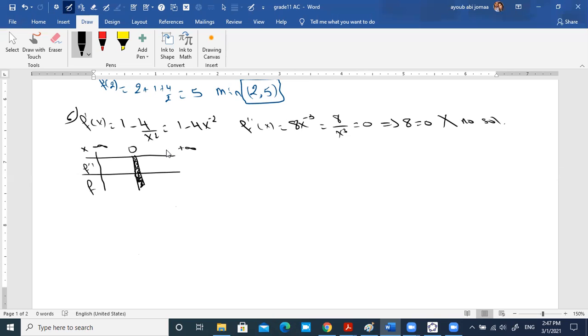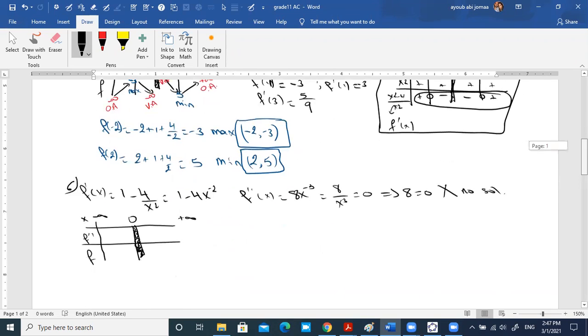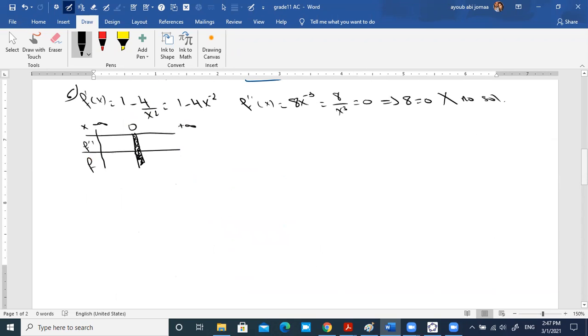Now for the sign, I want to repeat the same thing we were working on here. You choose a value and replace. If, for example, a number less than 0, let's say negative 1, f double prime at negative 1: replace x by negative 1 in f double prime, because here we are studying the sign of f double prime. 8 over negative 1 to the power 3 is negative 8, so you write minus. A number greater than 0, let's say 1, f double prime of 1 is 8 over 1 to the power 3, which is 8, greater than 0, so positive.